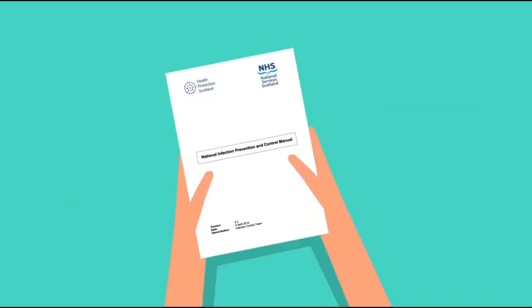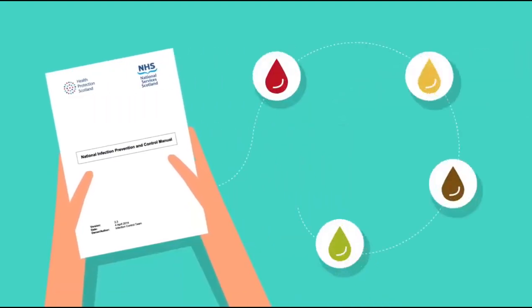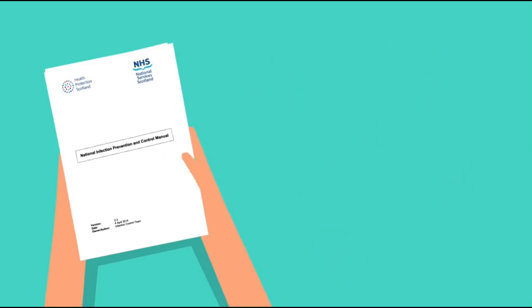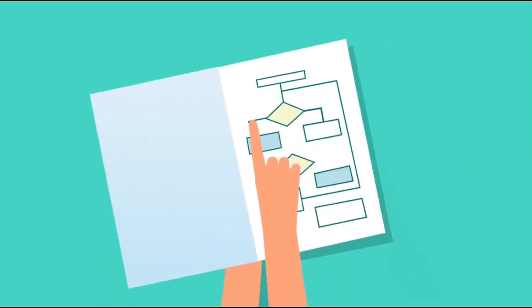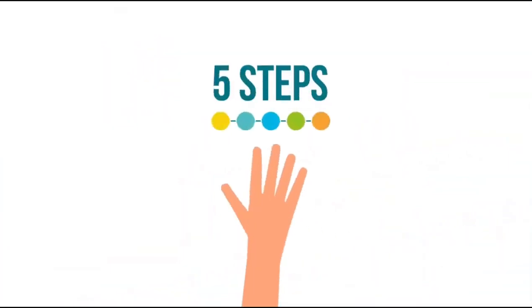The NHS Scotland National Infection Prevention and Control Manual explains how to successfully manage a blood or body fluid spillage. It contains a handy algorithm to help assess and deal with a range of spillages. There are 5 steps necessary to successfully manage a spillage.